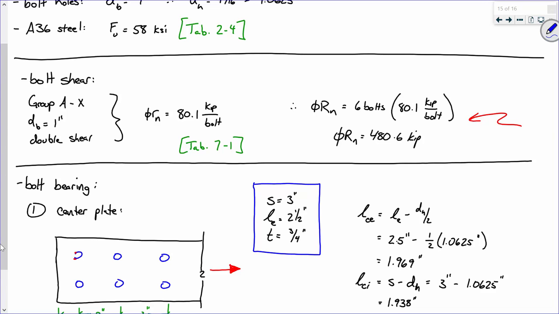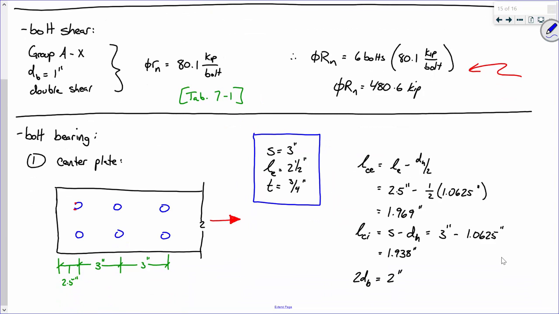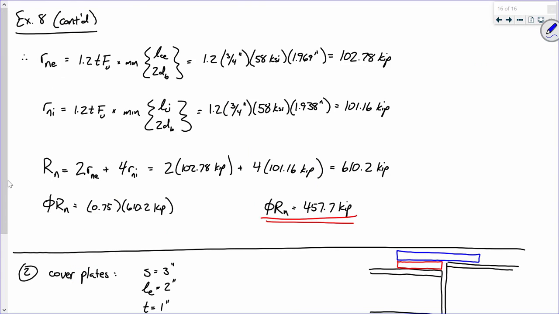We have a bolt spacing of 3 inches, an edge distance of 2.5 inches, and a thickness of 3/4. So you go through, you calculate your clear distance for the edge bolts, your clear distance for the interior bolts, and compare to 2 times your bolt diameter, and you find that tear out is going to govern for each of those because each of these two values are less than 2 bolt diameters. So you say, all right, I can calculate the bearing capacity for an edge bolt and the bearing capacity for an interior bolt as follows.